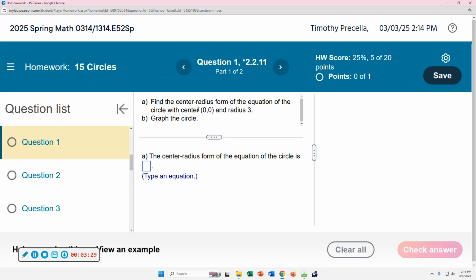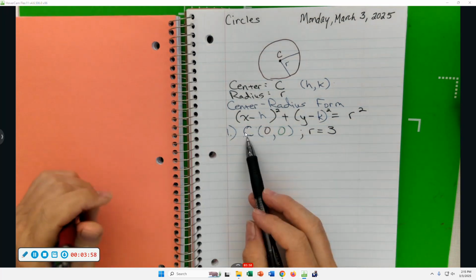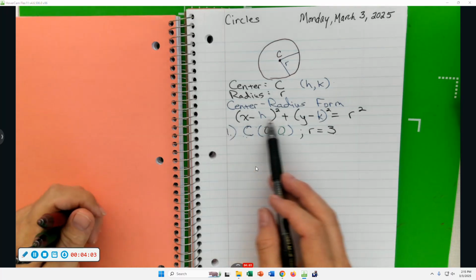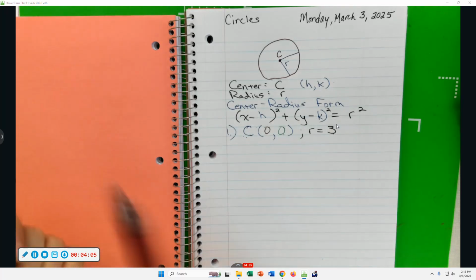Let me summarize the information they've given us. They tell us that the center is 0, 0. And they tell us the radius is 3. I'm going to write r equals 3. Look at how I summarized the information they gave us. The center is 0, 0. The radius is 3. We know center radius form, okay?